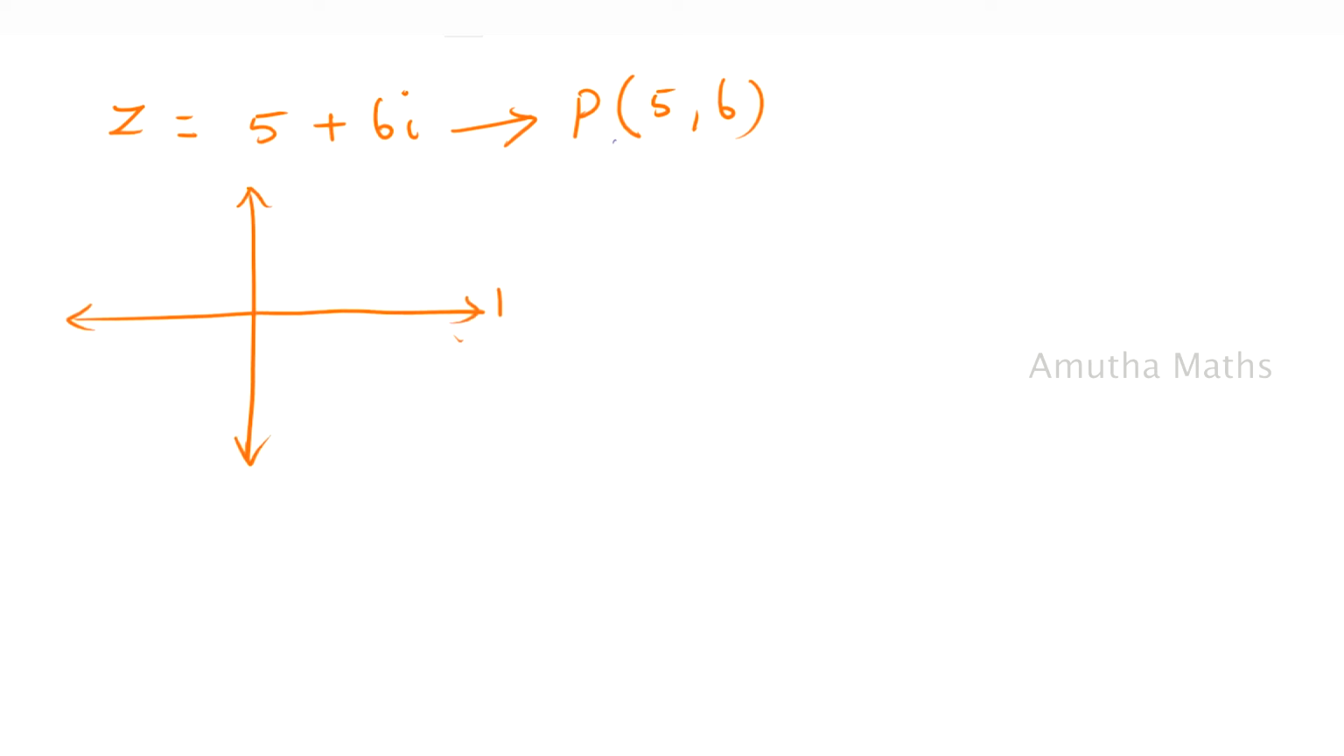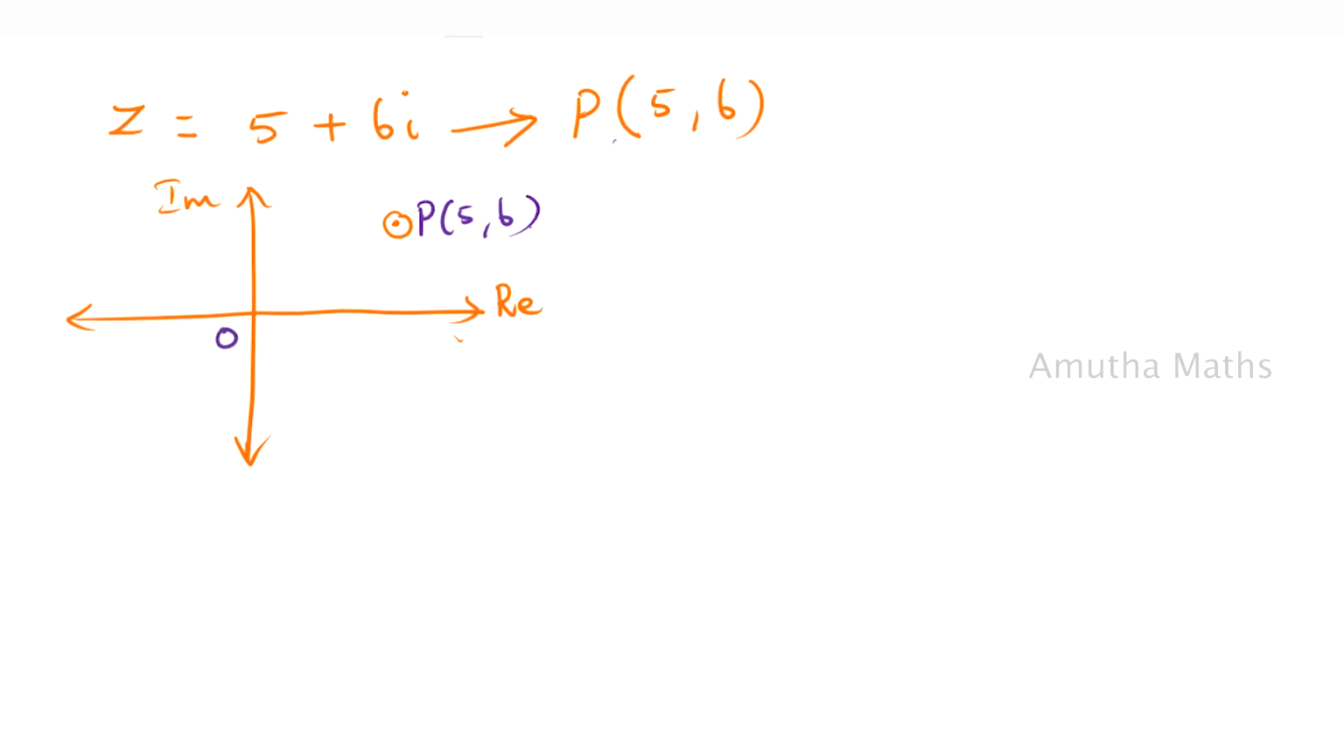So this is the real axis, and this is the imaginary axis. So real axis is x axis and imaginary axis is y axis, right? So how will you plot the point 5, 6? So 5, 6 will be somewhere here in the first quadrant, isn't it? So this is the point P, 5, 6. So this is the origin.